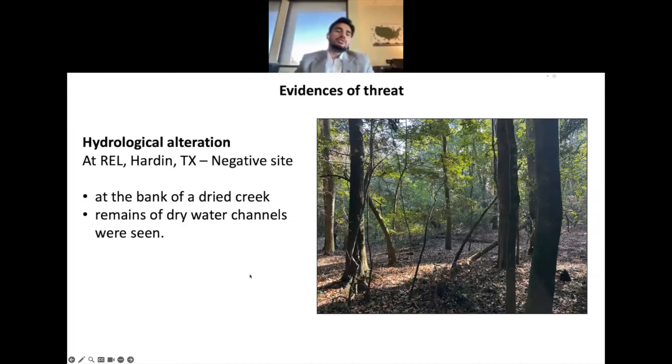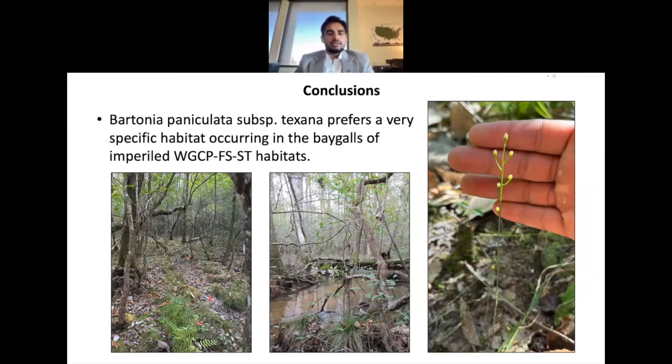And another, we see hydrological alterations at one of our negative sites at Hardin. This site was located at the bank of a dried creek. So we can clearly see the remains of dry water channels in this picture. This is where that site was located. And this could be the reason why Texas Screwstem is not here, because the creek has changed its route for unknown reasons. So let's go to the conclusion.